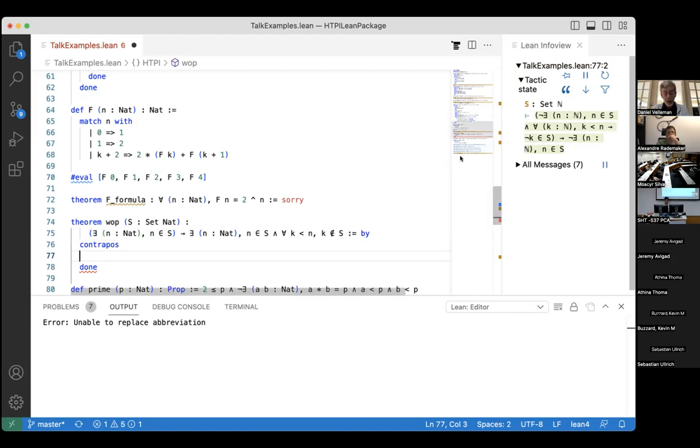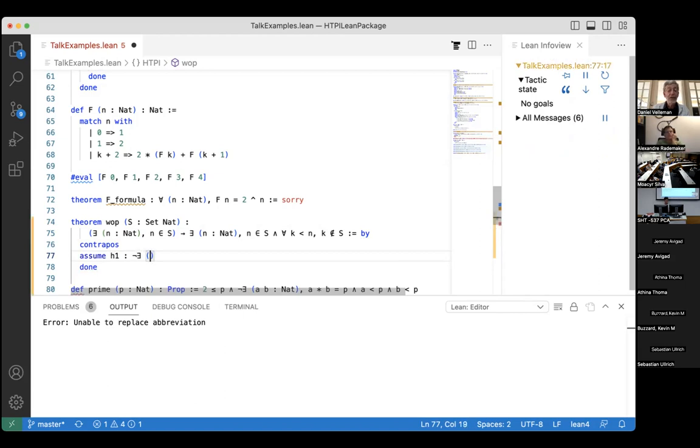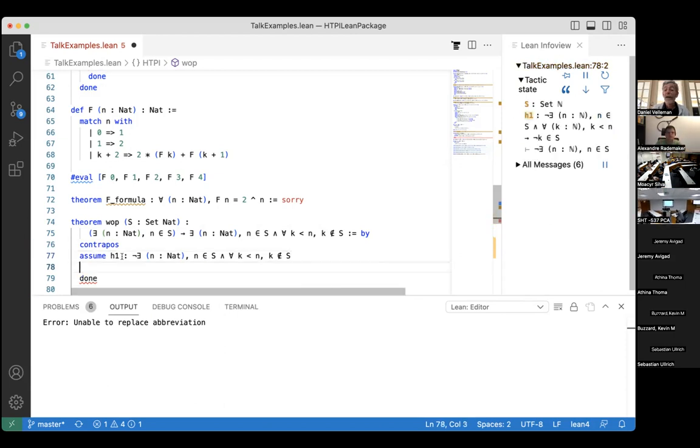And so let me assume H1, kind of a long statement: not the case that there exists a natural number n, n is in S, and for all k less than n, k is not in S. Okay, Lean has accepted that assumption, and it's told me now that I have to prove it's not true that there's an element of S.